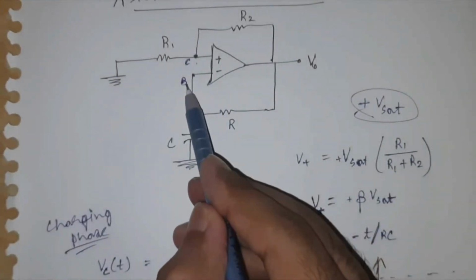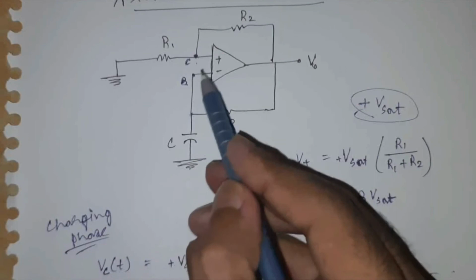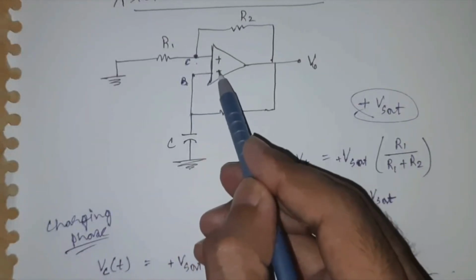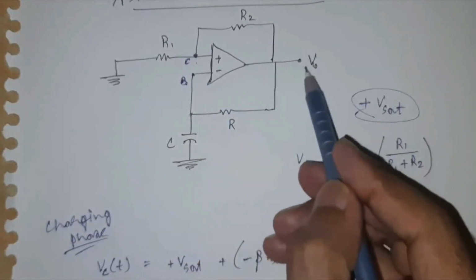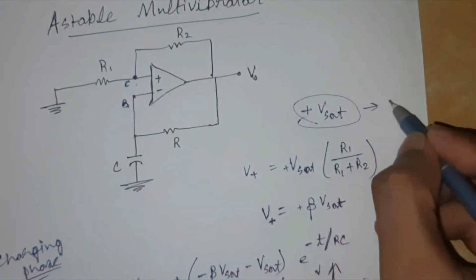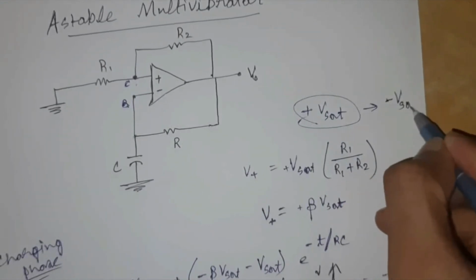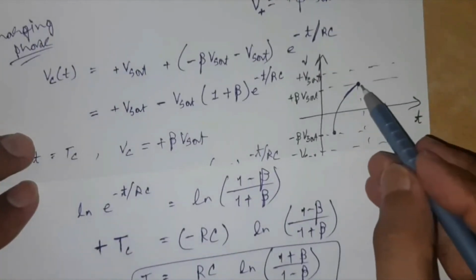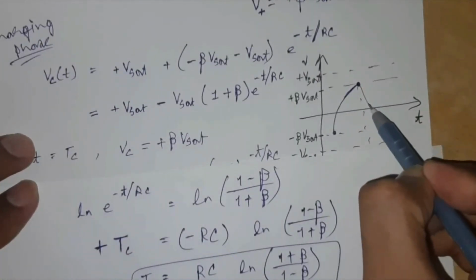so this point B goes to a higher potential, just crosses this potential plus beta Vsat. And now since the inverting terminal is at a higher potential, V output will transition from plus Vsat to minus Vsat. And now the capacitor starts to discharge. It will keep on discharging.